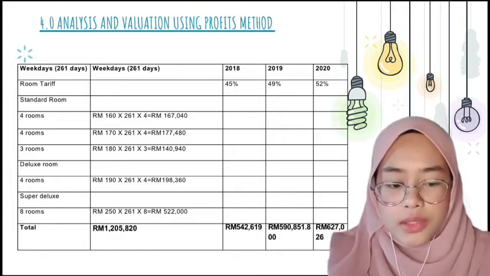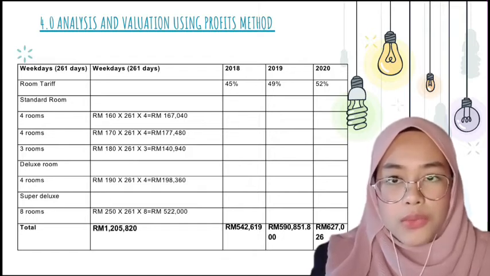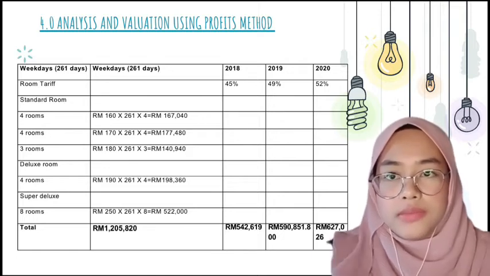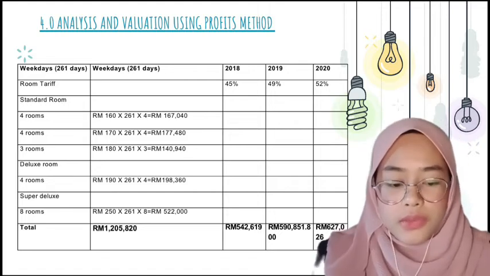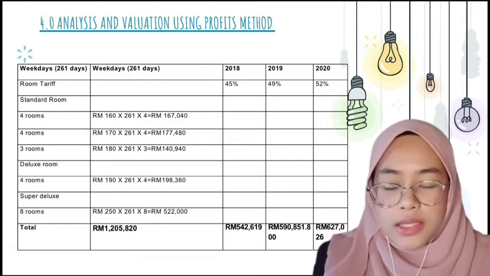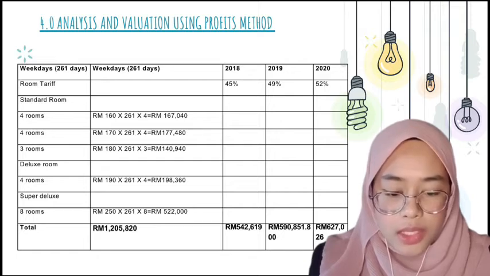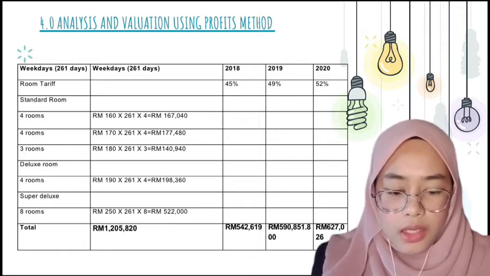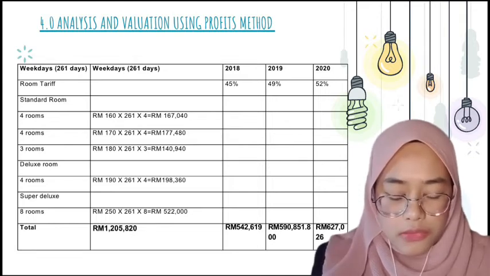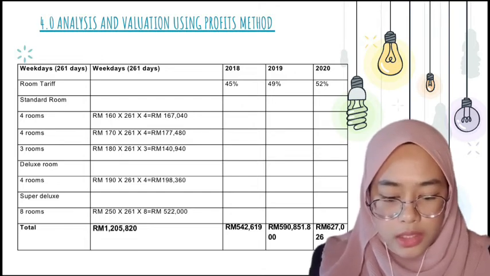There are two categories: weekdays for 261 days and weekends for 104 days per year. After we total up each of the 3 years, which are 2018, 2019 and 2020, the total for weekdays is 1,205,820 ringgit. For the weekends, we get a total of 751,520 ringgit.